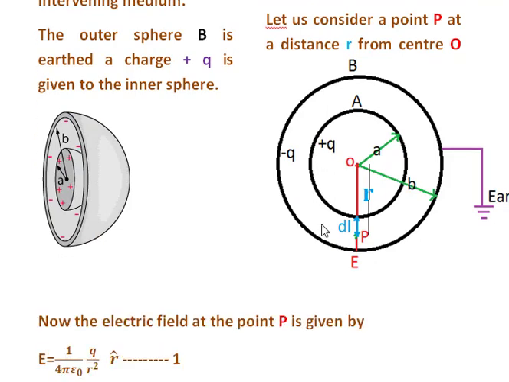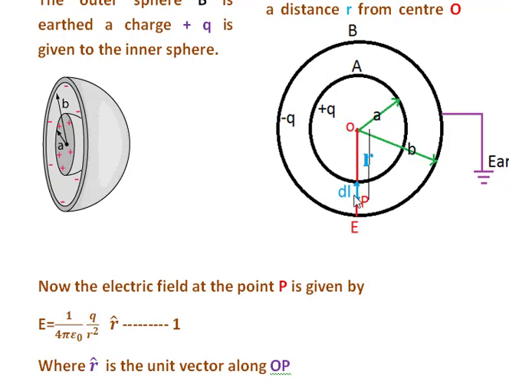Now let's consider a point P. We are taking a point P in this air medium at a distance r from the center. It is the center O, and it is the point P. So the distance between O and P is r. A point is taken in this space. It is point P.